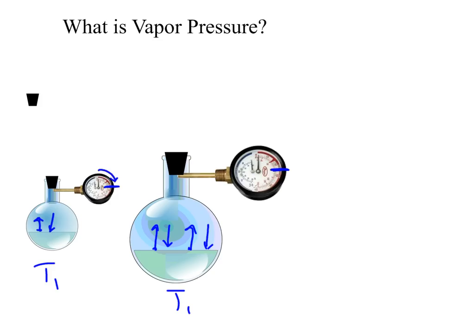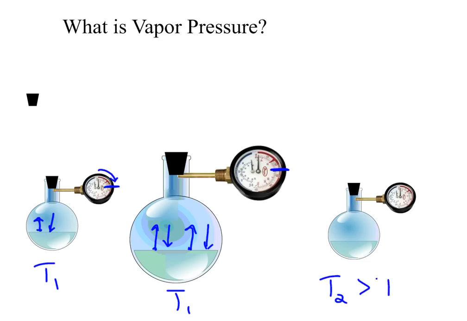So let's try doing this at a new temperature. So now we're going to be at T2, which is going to be greater than T1. So now what's going to happen there? Well, if we thought about our gas laws, we might think that if the particles are at a higher temperature, they have more kinetic energy, they're moving faster. We might think that the pressure is going to increase. And that would be the case. But it's going to increase for a couple of reasons.